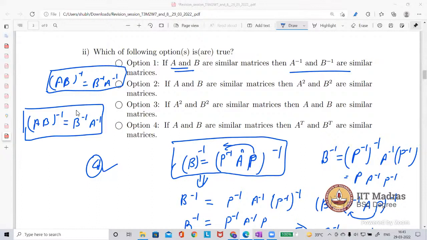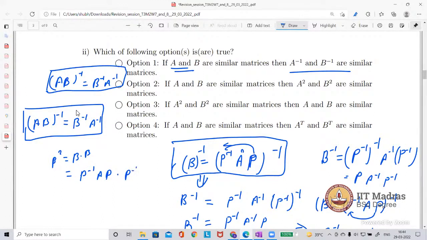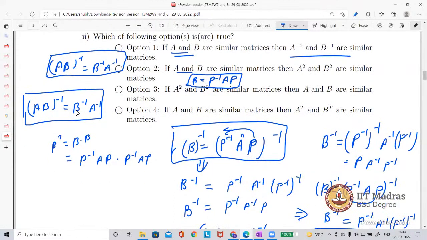So you can take B square equals B into B. Then P inverse A P into P inverse A P. As here it says, B equals P inverse A P. So we can write it like this. Now B square can be written as B into B, and B is actually P inverse A P, so I just express it separately here.